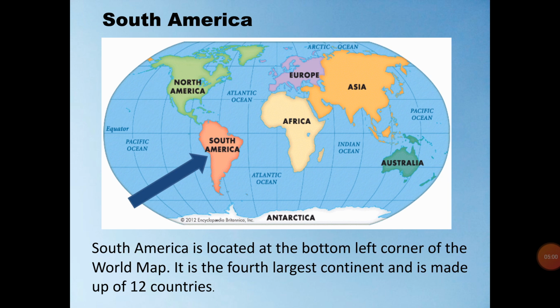South America. Now students, let's learn how to locate South America in the world map. South America is located at the bottom left corner of the world map. Students, you all can see at the bottom left corner, just below the continent of North America, there is the continent of South America. It is the fourth largest continent and is made up of 12 countries.